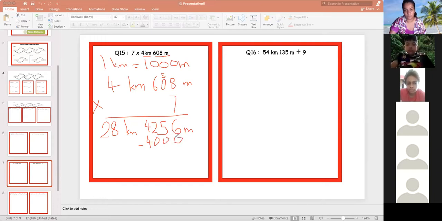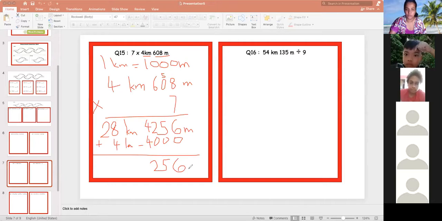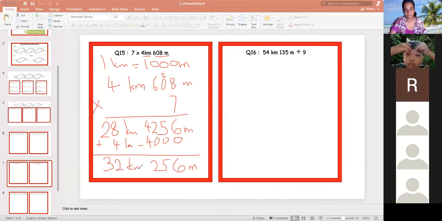Okay, and you plus 4 kilometers. This is how you do it. Okay, this is the conversion that's happening. So this will become 6 and this is 5 and this is 2. So over here kamu ada 256 meters. 24 tambah 4, you'll have 32 kilometers.